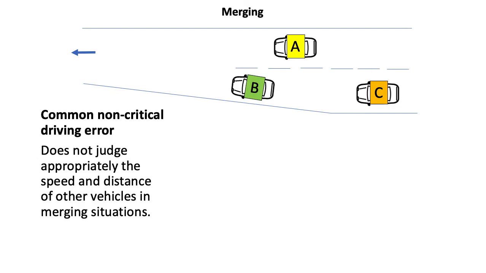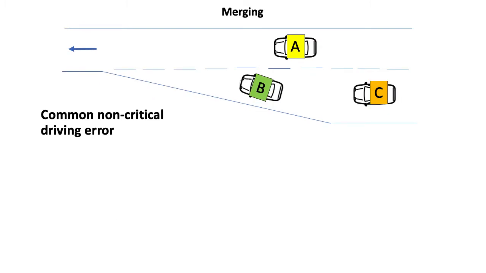In this situation, we can see a merging where the broken line stops, and it's basically a zipper situation where it would be B and then A and then C, because B wouldn't be crossing a broken line and their nose is in front. So B would go first, A and then C. A common non-critical driving error is does not judge appropriately the speed and distance of other vehicles in merging situations. So again, we have to put in here our buffer zones around the vehicle and manage our space appropriately without tailgating or anything like that.